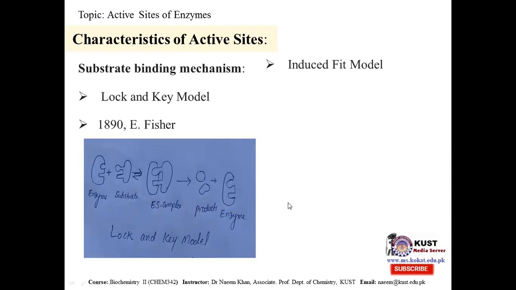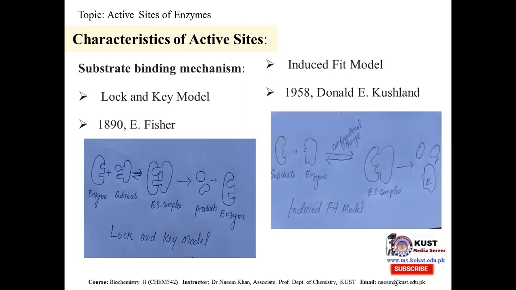The second mechanism is the induced fit model, explained in 1958 by Donald E. Koshland. According to this model, enzyme and substrate are not like lock and key at first. Actually, when enzyme and substrate come close together, there is a conformational change, and then the enzyme becomes fit to the substrate. Because of the conformational change, the enzyme and substrate become key and lock, fixed together, forming the enzyme substrate complex, and this then results in the formation of product and the enzyme is released.